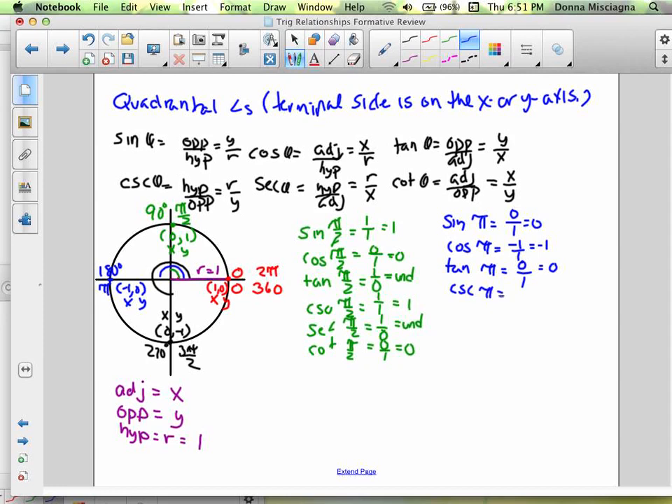Cosecant pi is going to be r over y. So that's going to be 1 over 0. That's undefined. You can't divide by 0. Secant pi is going to be r over x. So that would be 1 over -1. And that's just -1. And then cotangent pi is going to be x, which is -1, over y, which is 0, and that is undefined. Notice that we have 2 zeros, 2 undefined, and now we have 2 -1s, because that point there is -1, 0.